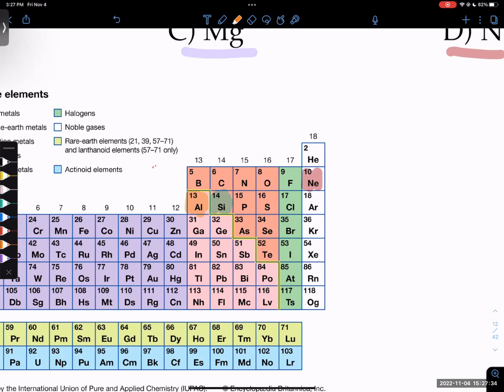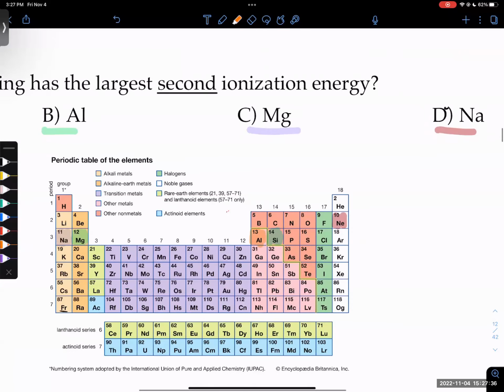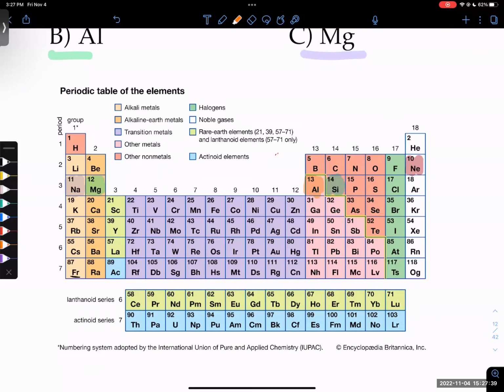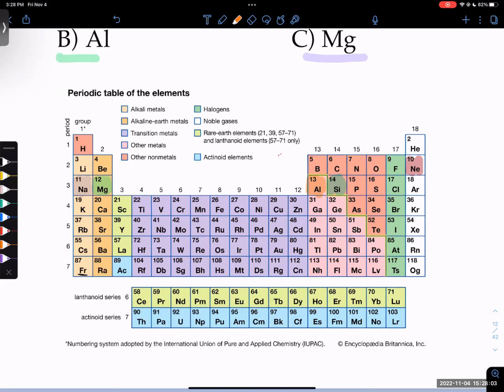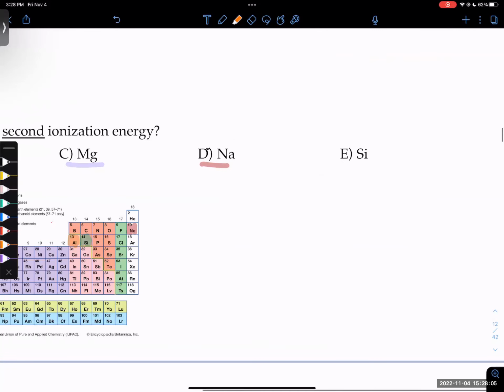Which one right now would be the most stable based on the highlighted regions? Sodium, right? Because it has noble gas configuration. So do you think it's going to be easier or harder to remove the second electron from sodium? Harder, right? So that's why sodium would have the highest second ionization energy. All right, does that make sense to everyone? Okay, perfect. No one said anything, but I just assume y'all are fine.